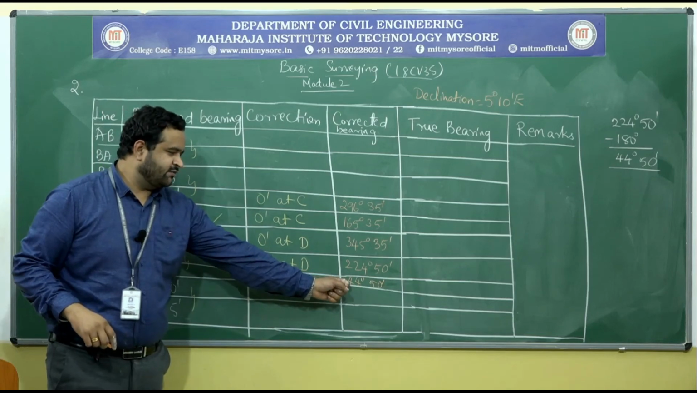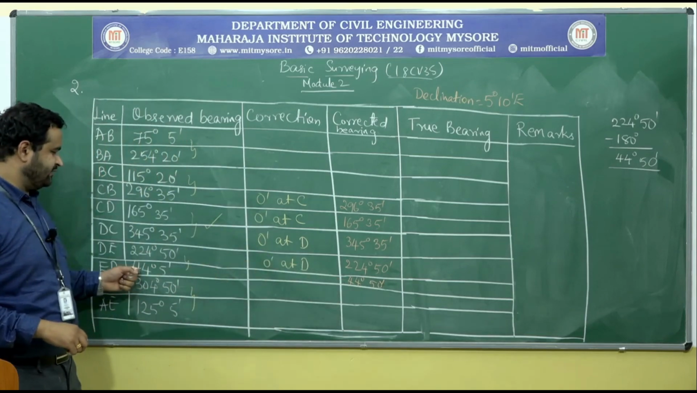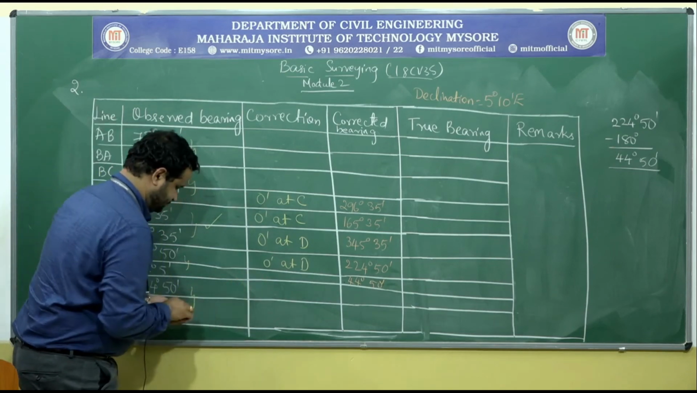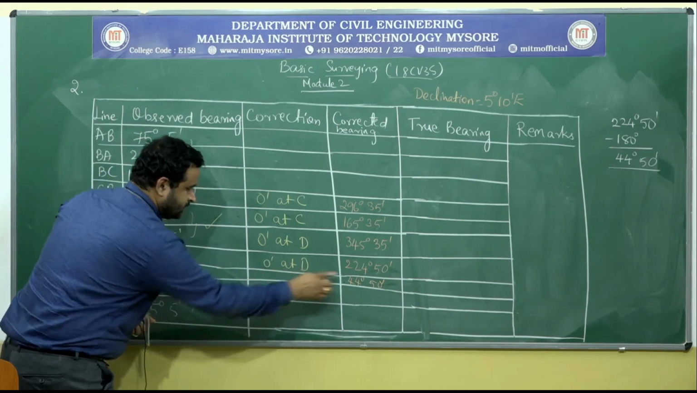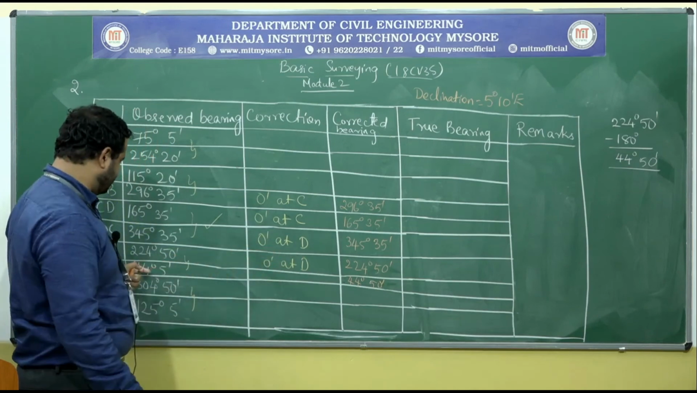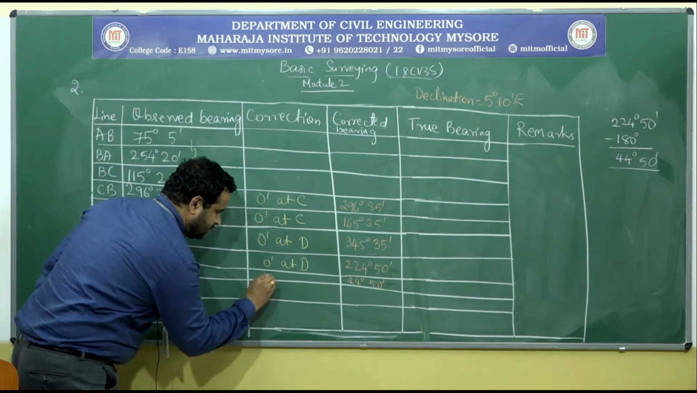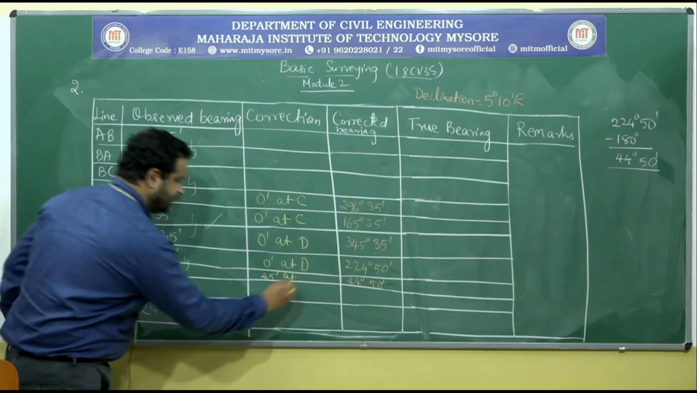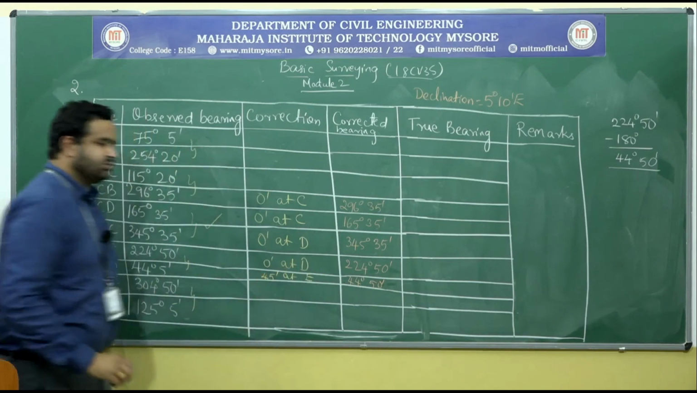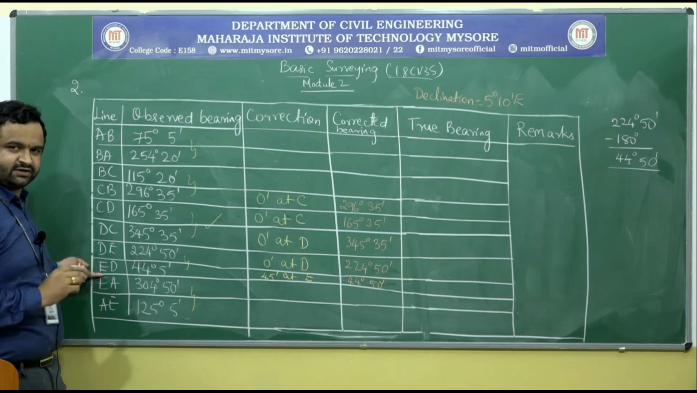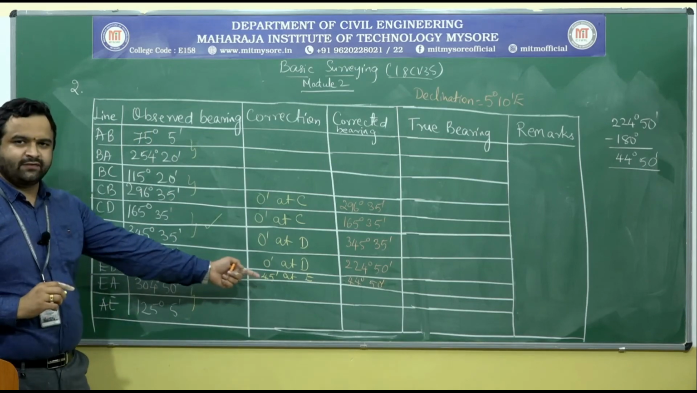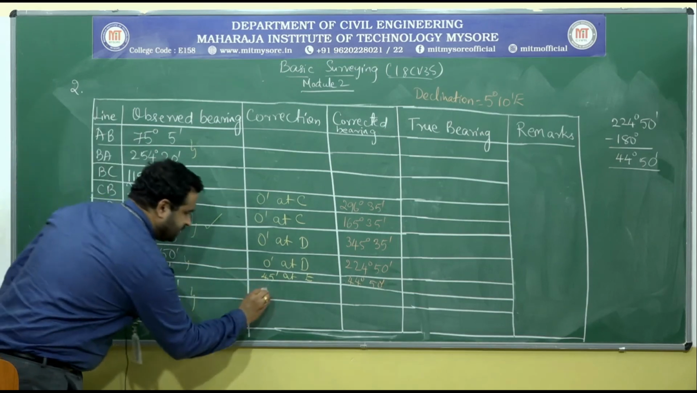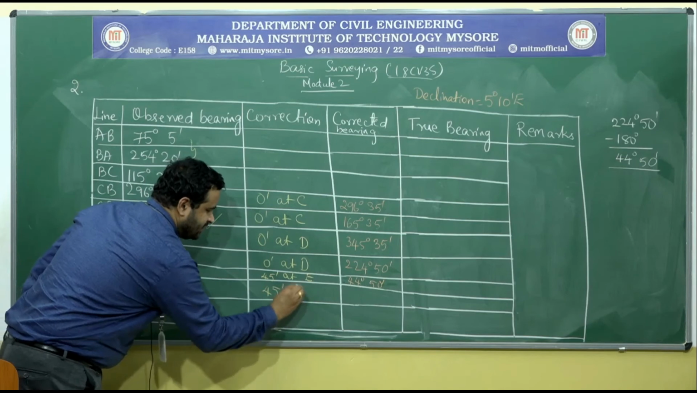So 44 degree 50 minutes minus 44 degree 5 minutes will give you how much? 45 minutes at station E. So bearings measured from station E as a reference, you have to apply 45 minutes correction. The ED and EA should be applied 45 minutes correction.